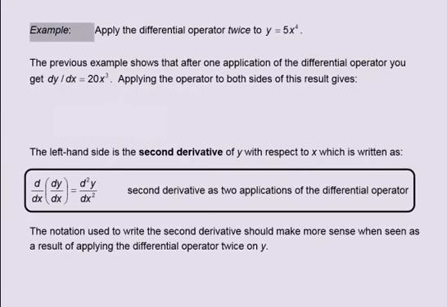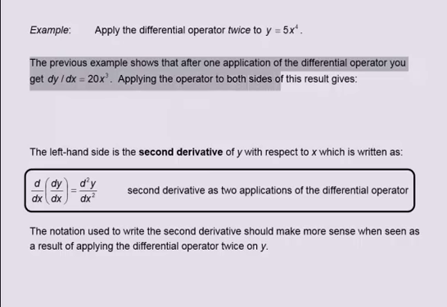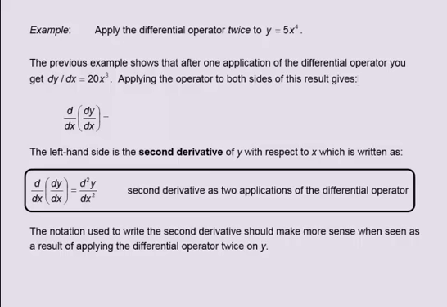Example: apply the differential operator twice to y equals 5x to the 4. The previous example shows that after one application of the differential operator, you get dy by dx equals 20x to the power 3. Applying the operator to both sides of this result gives d by dx of dy by dx equals d by dx of 20x cubed.